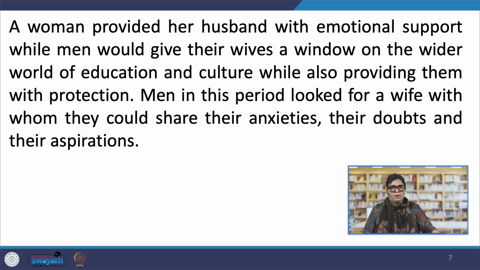There were suggestions at the time that women really wanted a man who would be her master. A woman provided her husband with emotional support, while men would give their wives a window on the wider world of education and culture while also providing them with protection. Men in this period looked for a wife with whom they could share their anxieties, their doubts, their aspirations.